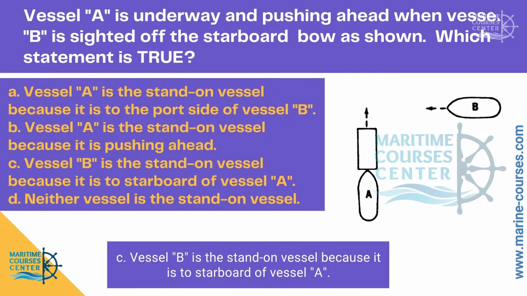Yeah, that's right. The right answer is going to be C. Vessel B is a stand-on vessel because it is on the starboard of vessel A.